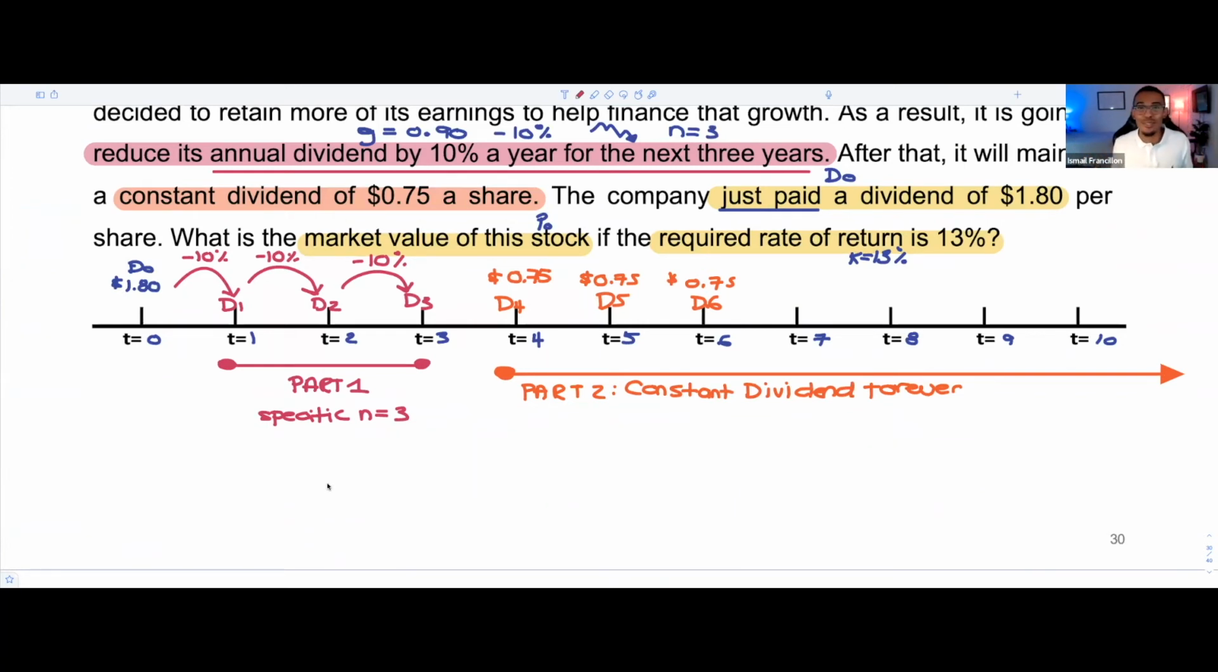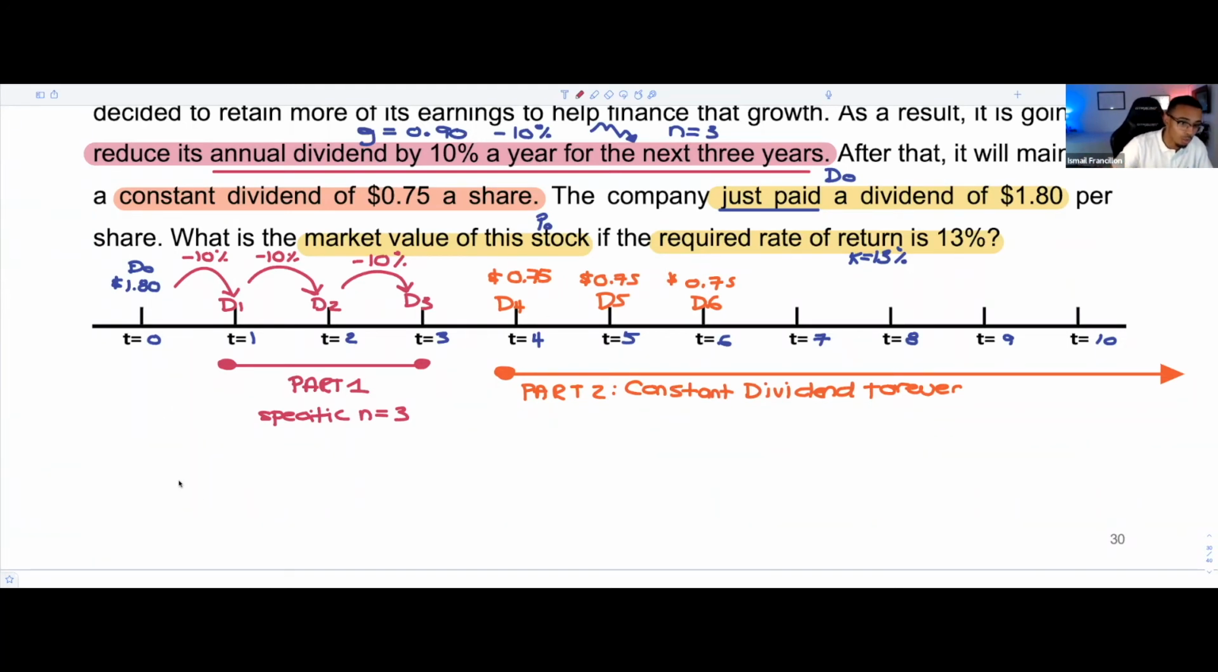If this is a specific amount of time, and these payments are happening at the end of the year, and they're growing or decreasing by a specific amount every year, what formula are we going to use? If we look at our flowchart, it's a defined payment because it's only lasting 3 years. These payments occur at the end of the year, and they're growing by minus 10% every year. What formula are we going to use?